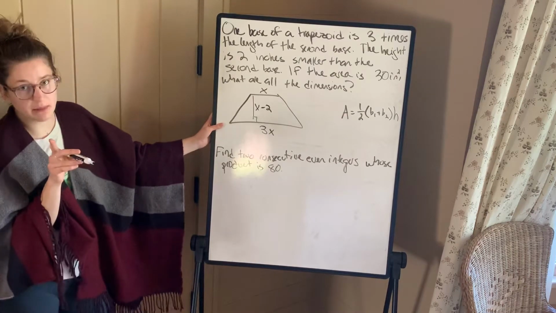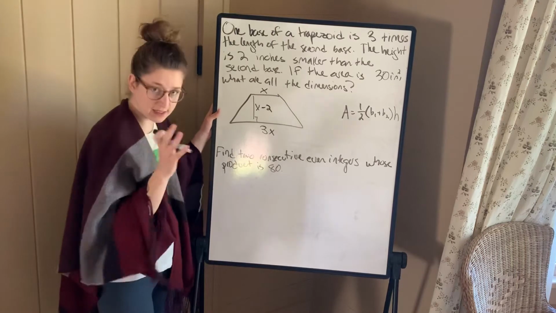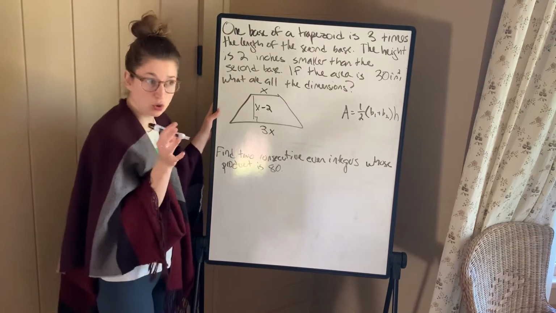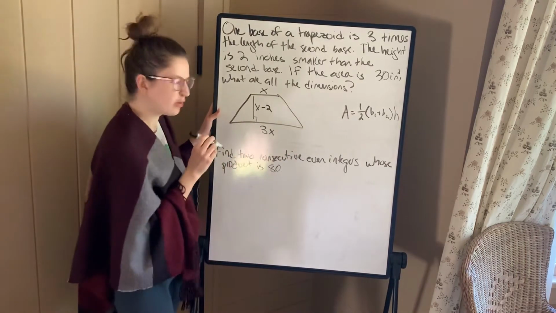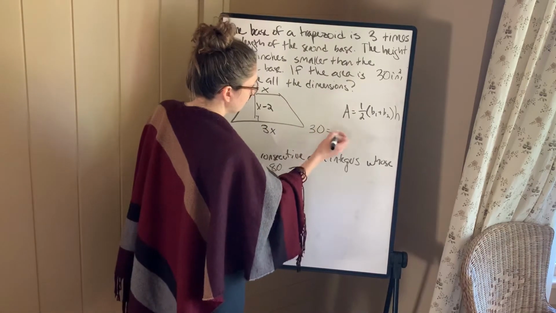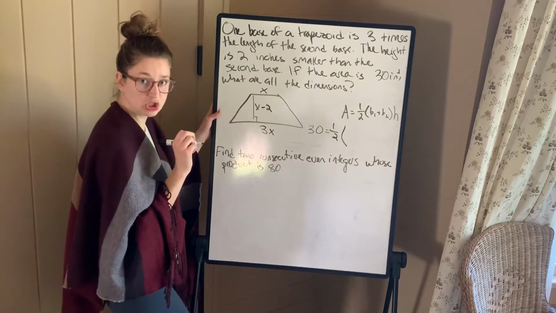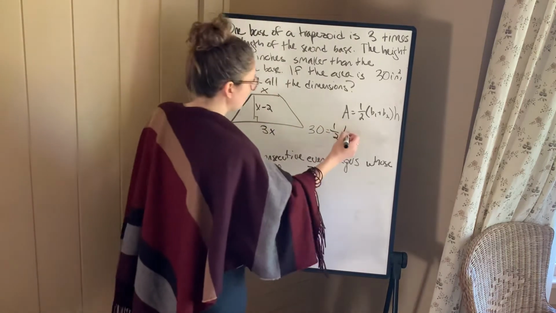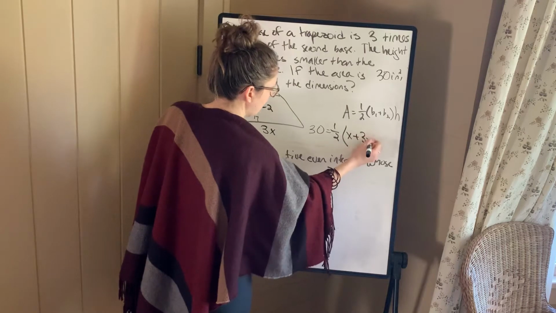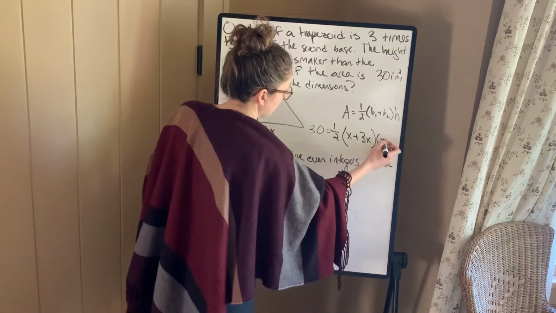What we need to remember here is the formula for the area of a trapezoid. Not something I expect you to remember, something I expect you to Google. It's right here. So let's actually set up our equation. Our area is 30. Half stays the same. Base 1 plus base 2, doesn't matter the order. Let's just do x plus 3x, times the height, which is x minus 2.